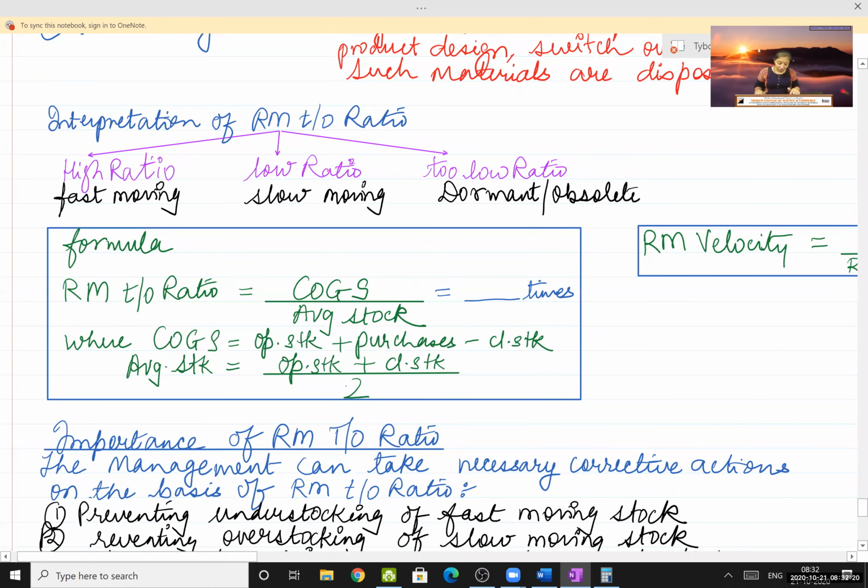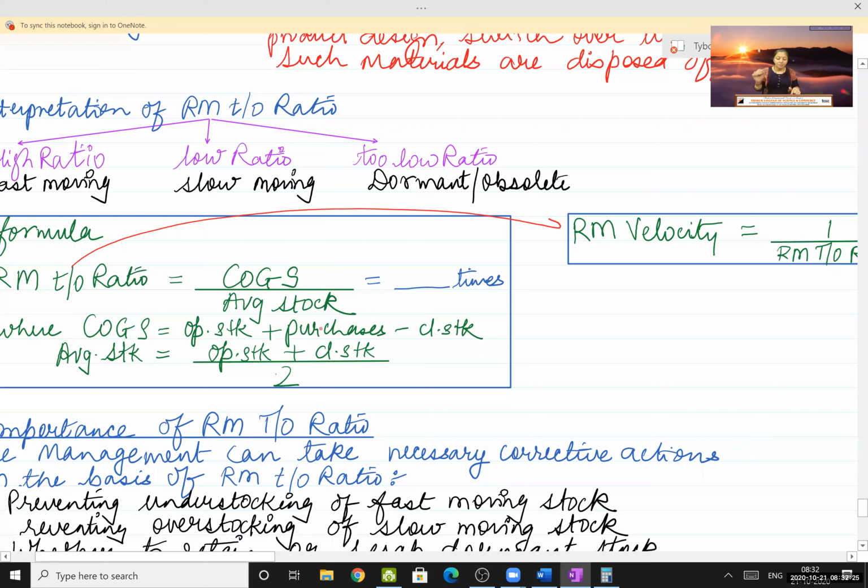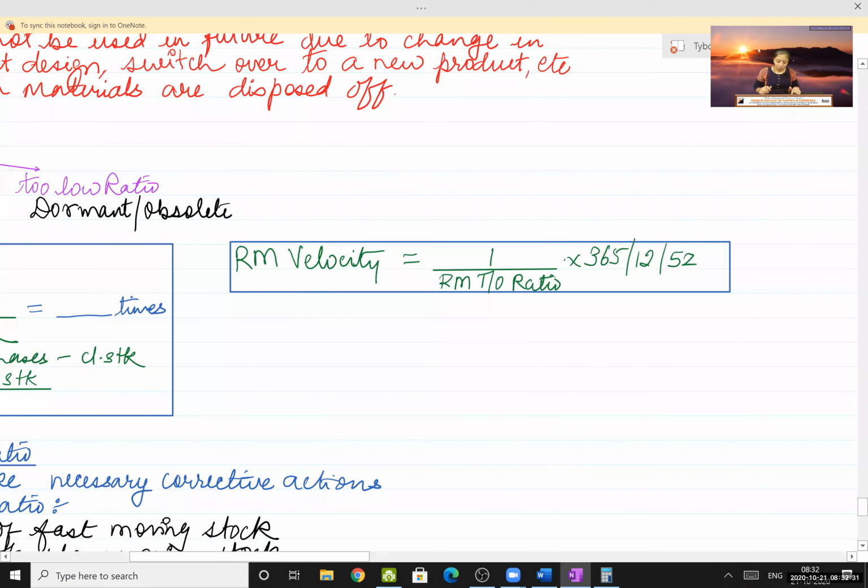Next, velocity. Whenever you calculate turnover ratio, it is always advisable to calculate velocity also. So the velocity is 1 upon raw material turnover ratio into 365 if you want to identify your answer in days, 12 in months, and 52 in weeks, depending on the question. If nothing is mentioned, I generally do it with days in absence of information.